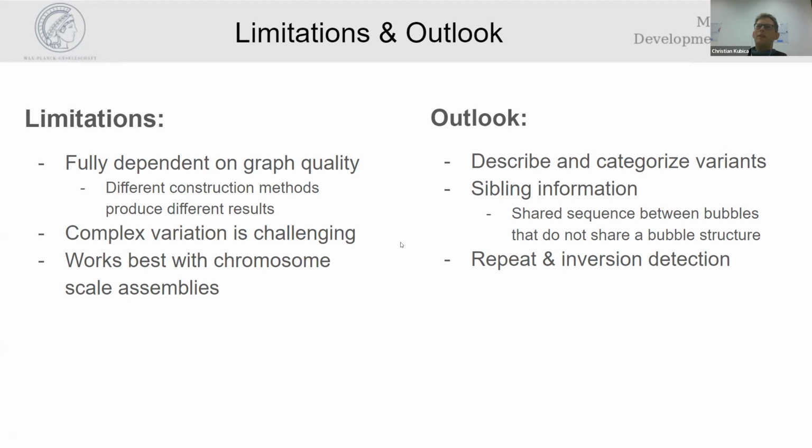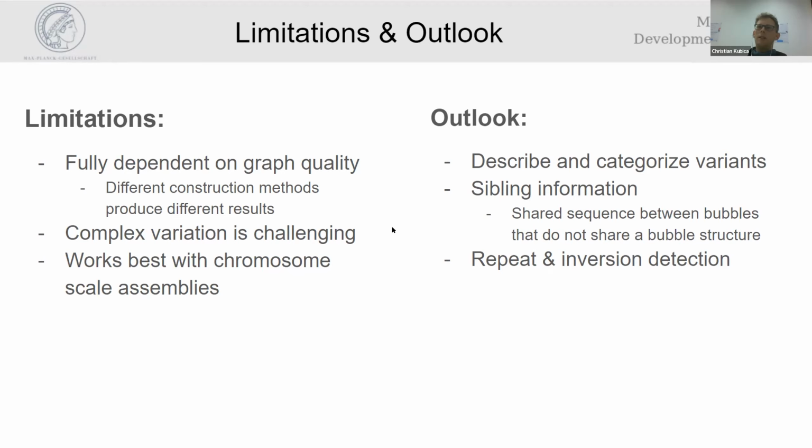And this whole thing is still under development. We are still introducing new features. So one of the main things that we're currently working on is describing and categorizing the variants. So putting them into rough categories based on what has been used before. So categorizing things as SNPs, as presence-absence variation, maybe as double duplications based on statistics of this bubble.